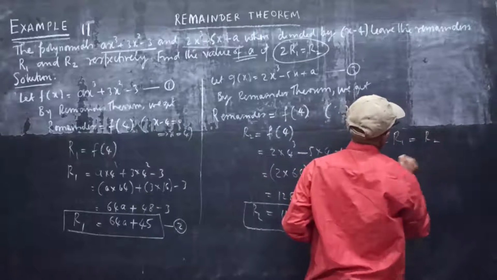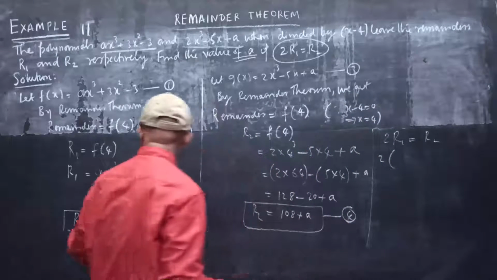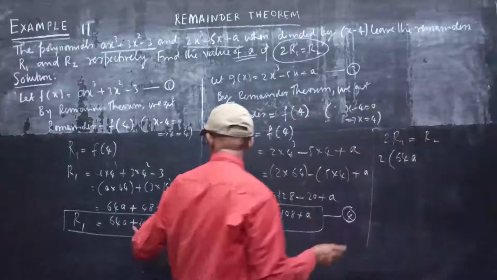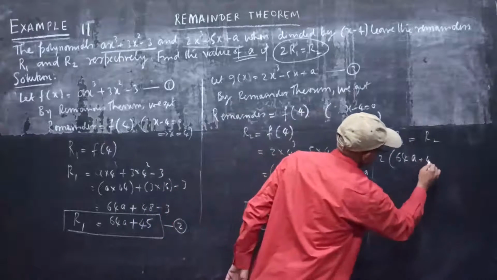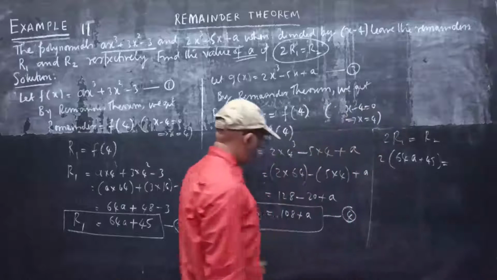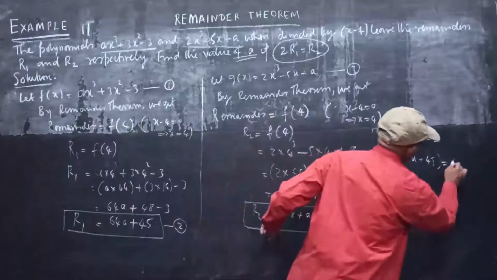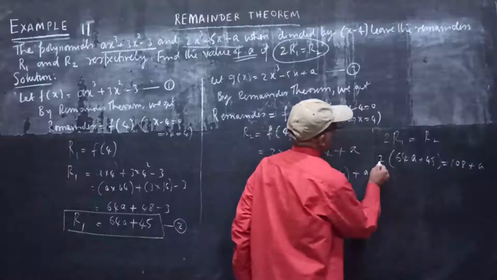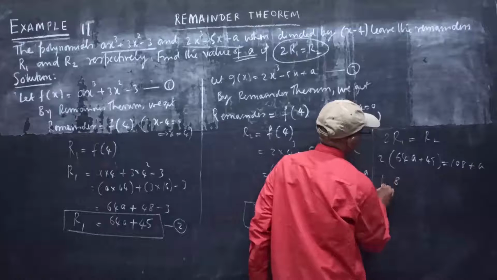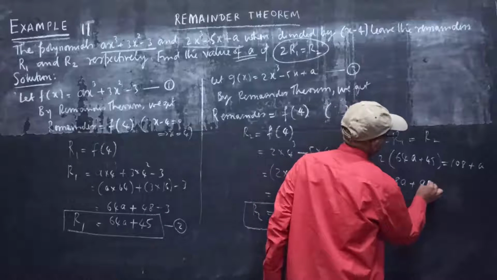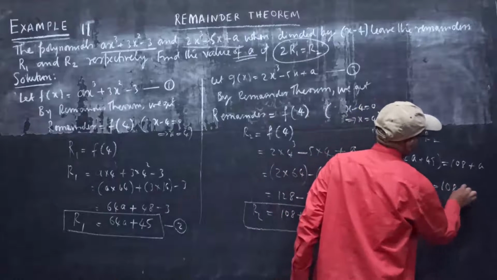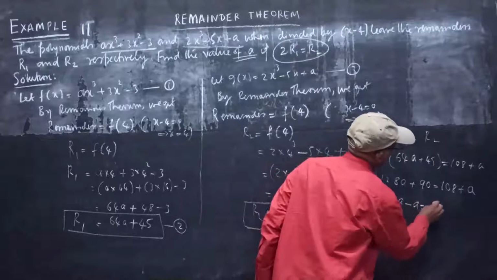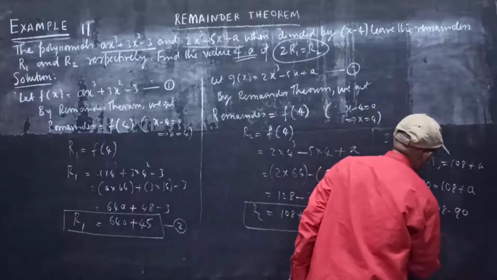2R1 is equal to R2. 2 into R1, I already found out: 64a plus 45 is equal to R2, that is 108 plus a. So multiply by 2: 128a plus 90 is equal to 108 plus a. So 128a minus a is equal to 108 minus 90.